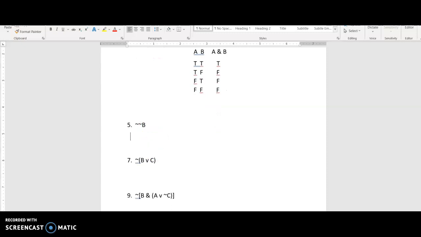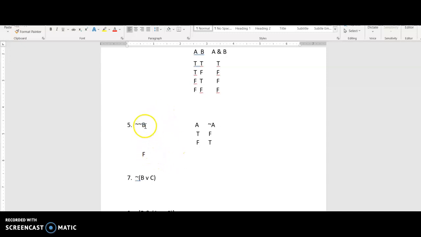Now, B, if you remember, was false. The truth table for the negation is pretty simple. If you have a sentence that's true, there's only 2 possible ways. Remember the principle of bivalence. Any sentence can only have 2 possible truth values. It could be true, in which case the negation is false, or it could be false, in which case the negation is going to be true.